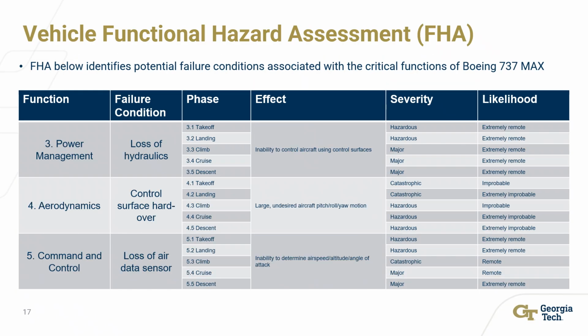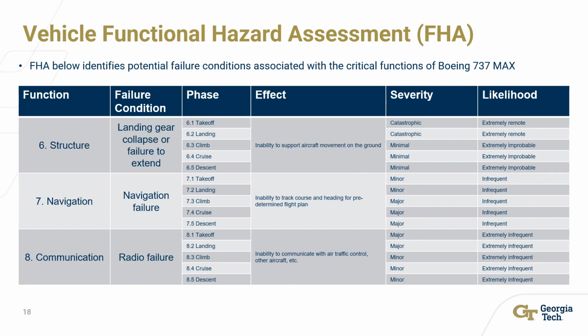The FHA continues with the functions of power management, aerodynamics, and command and control, with hazards such as loss of hydraulics, control surface hardovers, and air data failures. The FHA concludes with the functions of structure, navigation, and communication, with failure conditions such as landing gear collapse or failed extension, navigation failure, and radio failure.